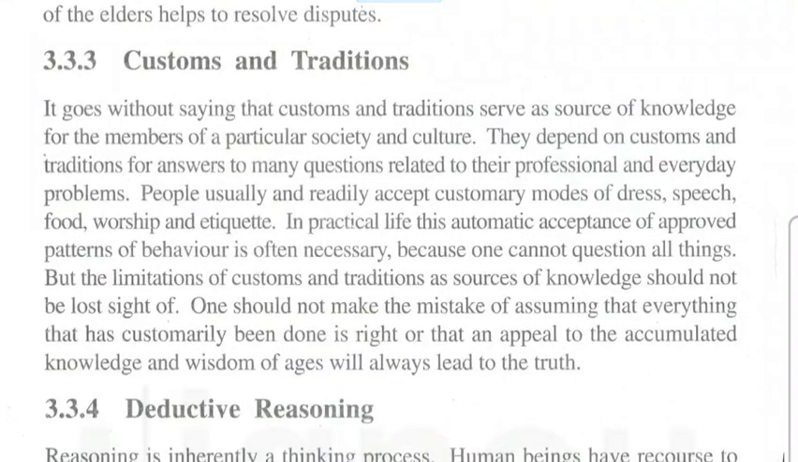3.3.3 Customs and Traditions. It goes without saying that customs and traditions serve as sources of knowledge for the members of a particular society and culture. They depend on customs and traditions for answers to many questions related to their professional and everyday problems. People usually and readily accept customary modes of dress, speech, food, worship, and etiquette. In practical life, this automatic acceptance of approved patterns of behavior is often necessary because one cannot question all things.